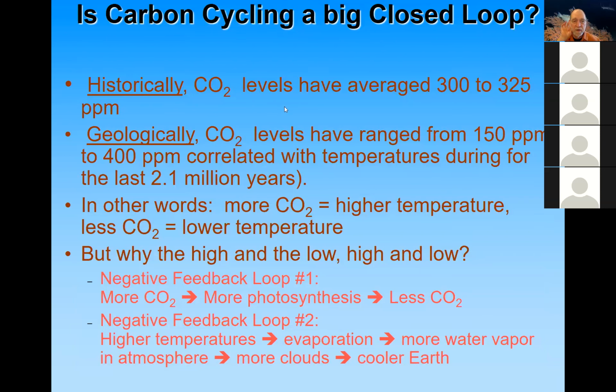And historically, you know, carbon dioxide levels have averaged about 300 to 325 parts per million. Geologically, if we go back and look at rock records or ice core records, we can see that carbon dioxide levels in the atmosphere have ranged between 150 ppm to about 400 ppm over the last 2.1 million years, what we call the Pleistocene.